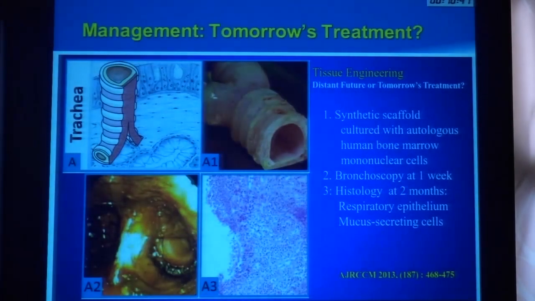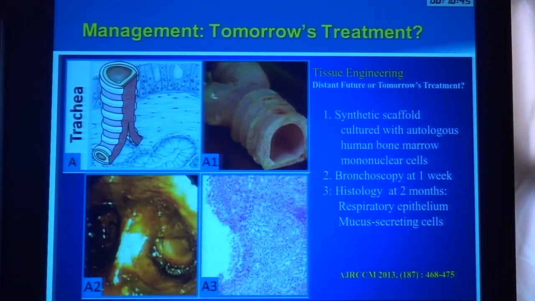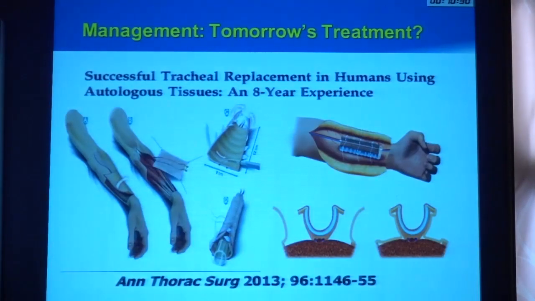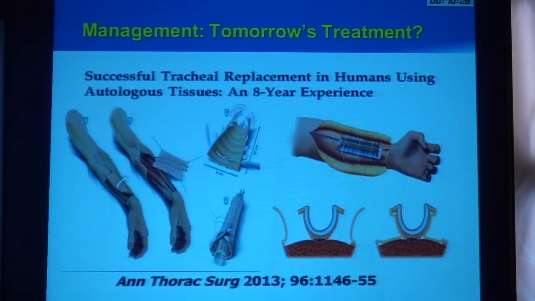What about the tumor management? Management of tracheal stenosis will depend on genetic engineering. This is a synthetic scaffold culture. We can get a trachea from an animal, and through genetic engineering, you can culture cells and re-anastomose with the trachea. Another thing that has been done is successful tracheal replacement in humans using autologous tissue.